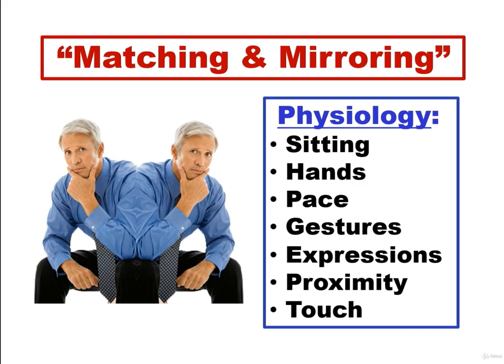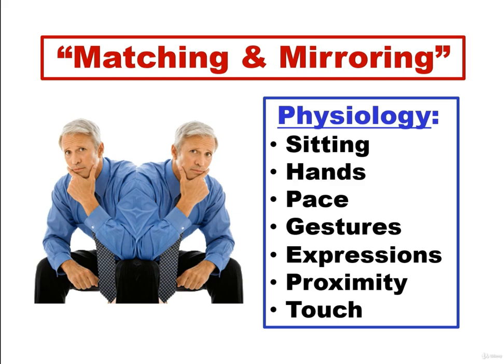So when we're looking at physiology and we want to model somebody, I've written down here the key areas that you want to look at. How do they sit? Where do they put their hands? What do they do with their hands? How quickly do they move? What is their pace? What kind of gestures do they like to use? Do they use small gestures, large gestures, fast gestures, slow gestures, fluid gestures, jerky gestures, powerful gestures, weak gestures? There's a lot of different kinds of gestures as you're guessing.